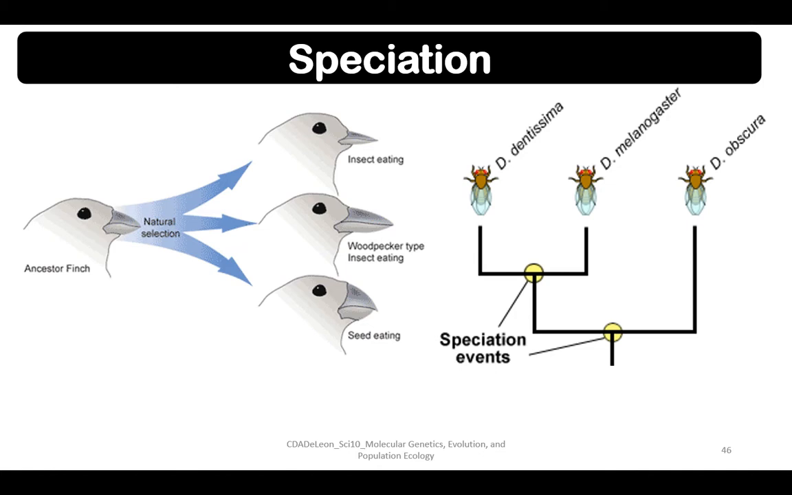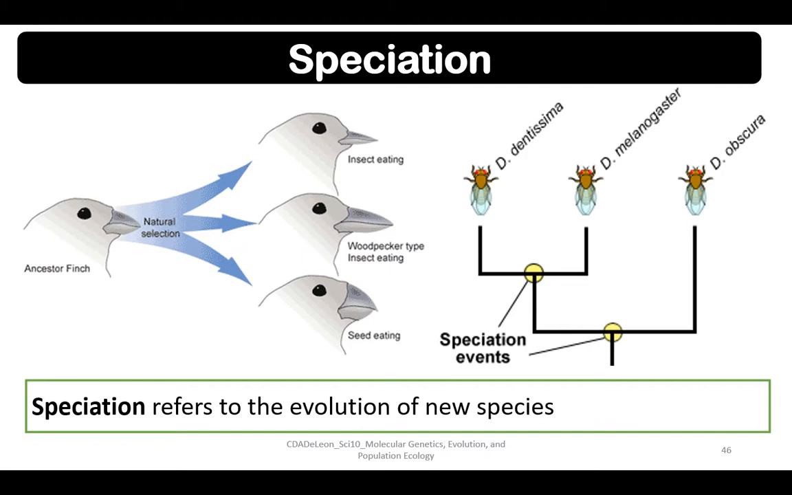So when you say speciation, it refers to the evolution of new species. As you can see, we have the ancestor finch. Because of natural selection, it gave rise to three different species, because of the differences of their beaks. Tingnan ninyo, iba-iba yung structure. So this finch is for insect. This woodpecker type insect eating, yung talaga nagka-crush siya ng wood. And then ito seed eating.